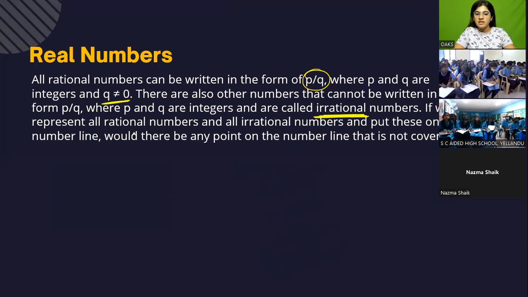Now, if we represent all rational numbers and all irrational numbers and put these on the number line, would there be any point on the number line that is not covered? This is a question for you guys. I'm repeating. Yes or no?